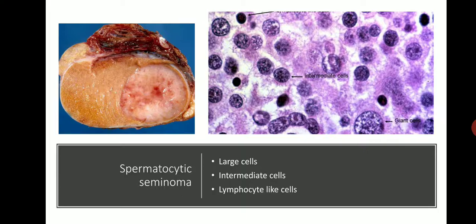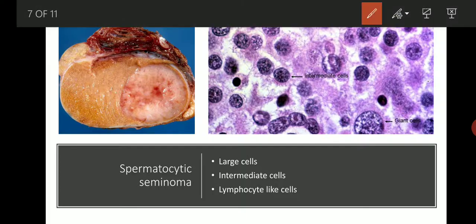Next common tumor in testis is a spermatocytic seminoma. Although the names seminoma and spermatocytic seminoma look similar, the tumors are entirely different. We'll discuss the differences between the two after this slide. If you see the gross picture, seminomas were well defined. Spermatocytic seminomas are also well defined.